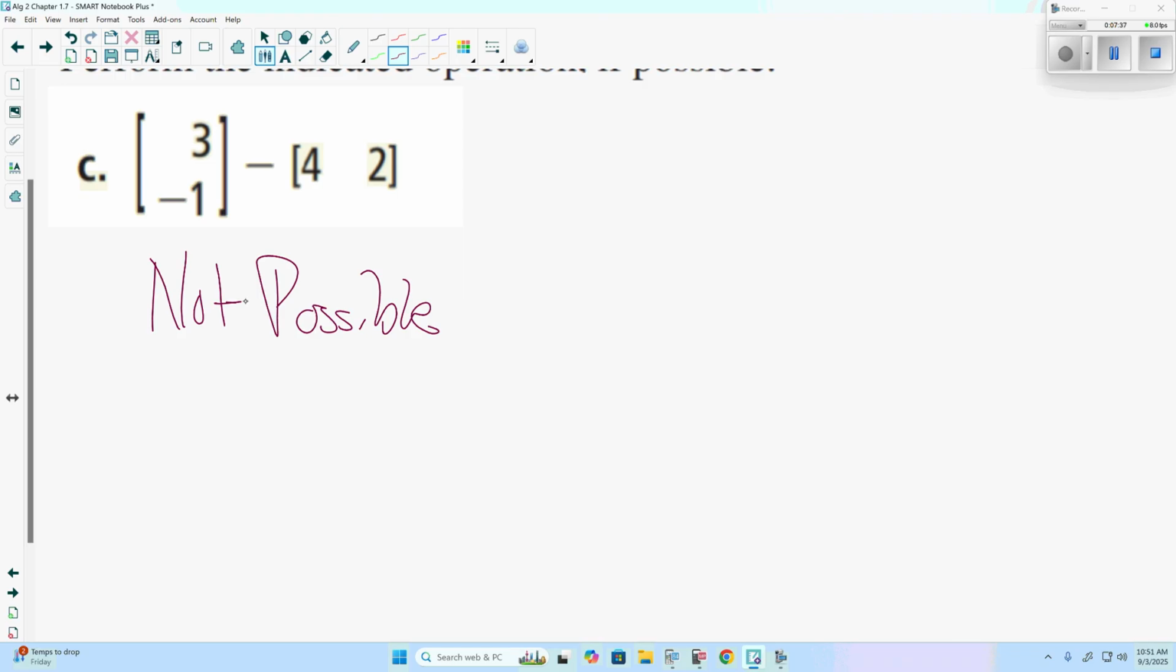Because what are our dimensions? We can't. 2 by 1 and 1 by 2. Not possible. Yeah. Because the dimensions have to be the exact same. The first one's 2 rows and 1 column. The second one is 1 row and 2 columns. They're not the same dimensions.